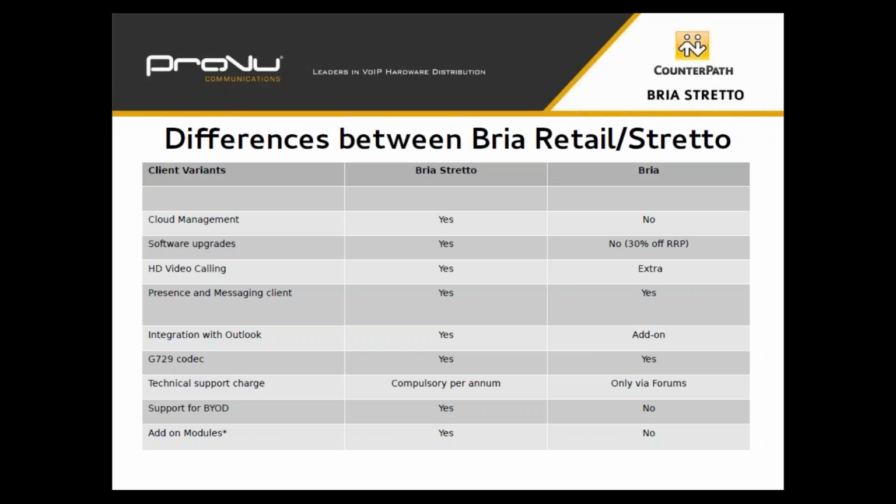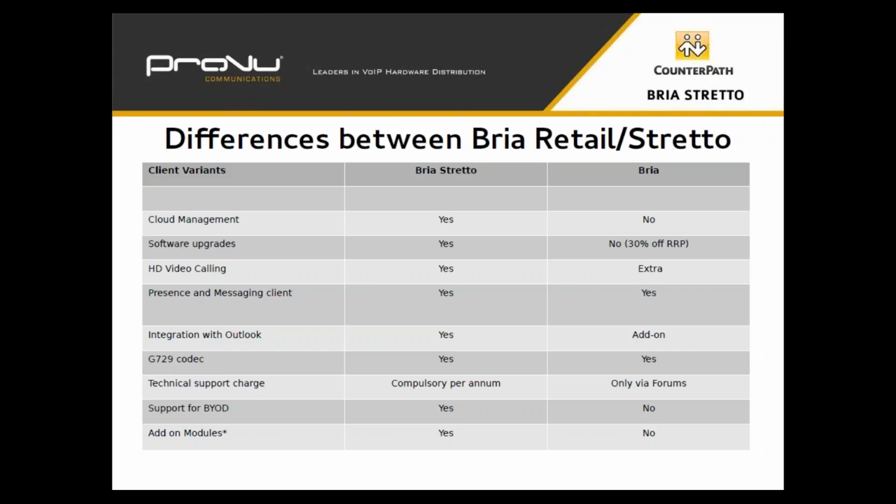Presence and messaging is included with both. You've got your integration with Outlook, which is included as well, so you can download that as a separate add-on and install it for use with Stretto. As with the Bria Retail client, you have to pay extra again, so it's more of an add-on feature. G729 is included with both. That's just a standard. And technical support charge: there is a support charge when you purchase Bria Stretto licenses from us that has to be paid annually. So that gives you access to technical support.